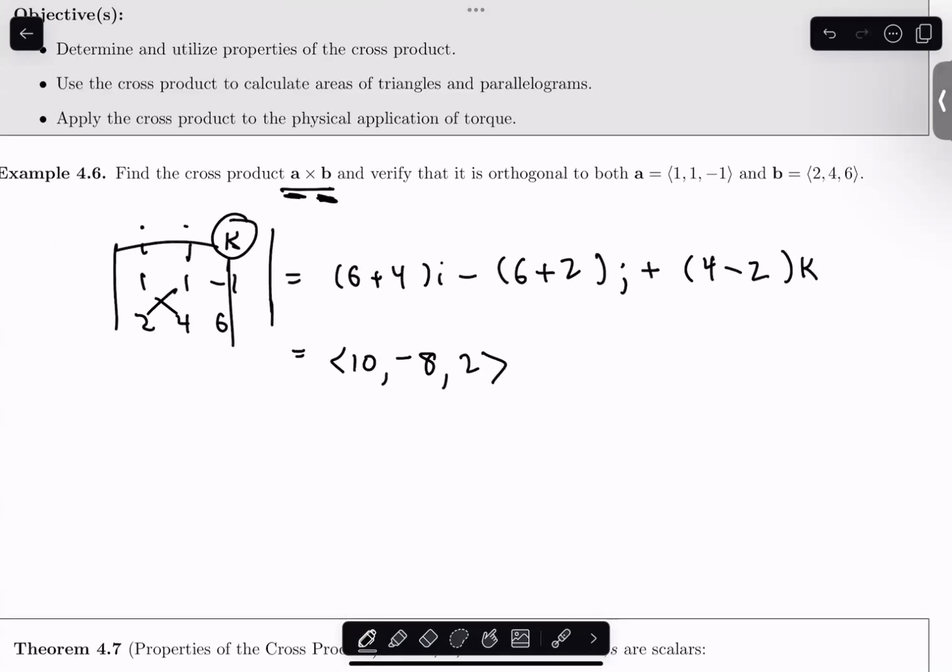So again, the stuff next to the i's, that's your first component. The stuff next to the j's, that's your second component. The stuff next to the k's, that's your third component. And again, we have the -j. Question, yeah.